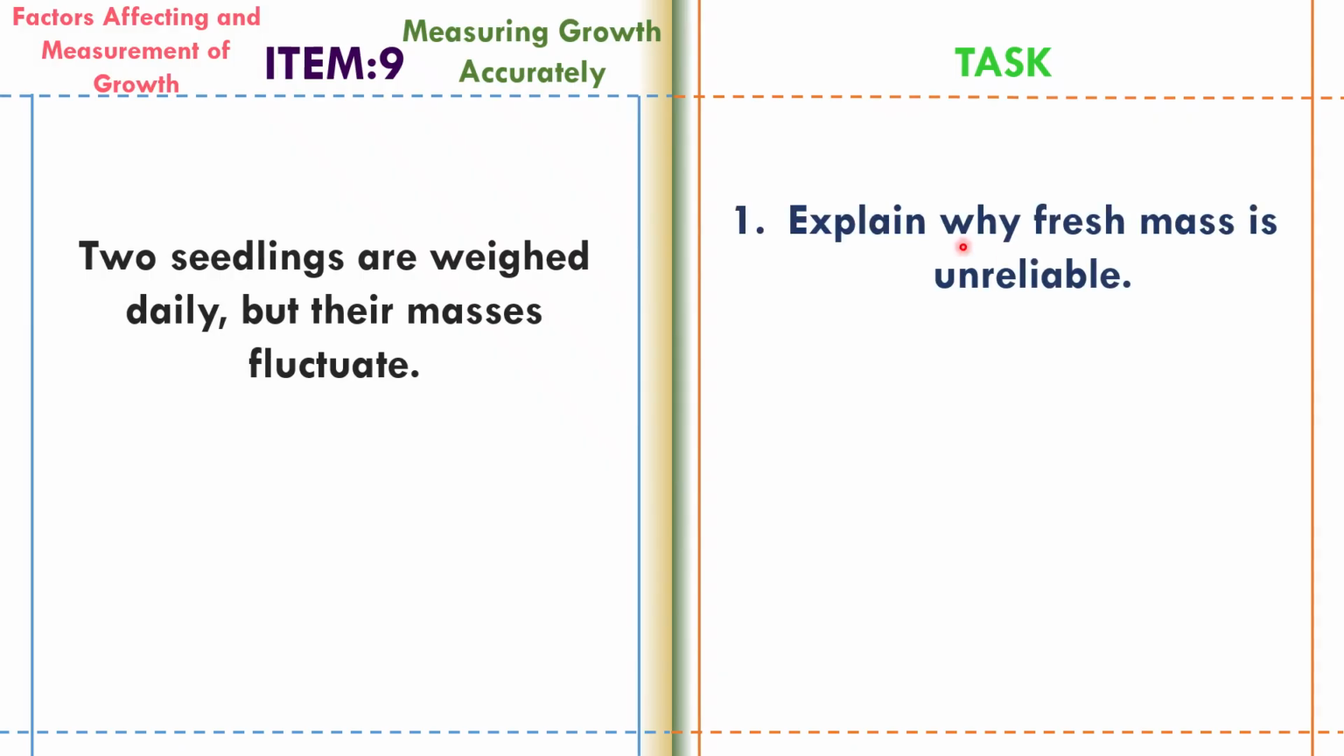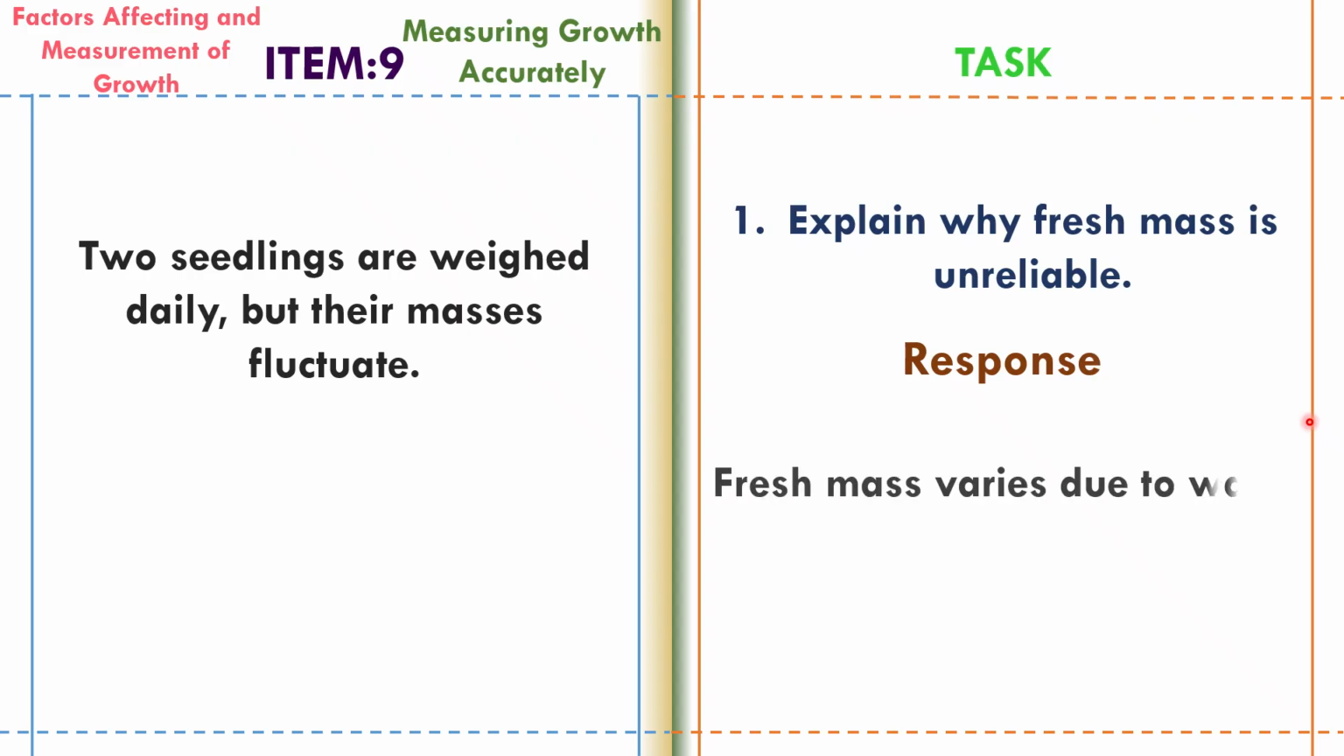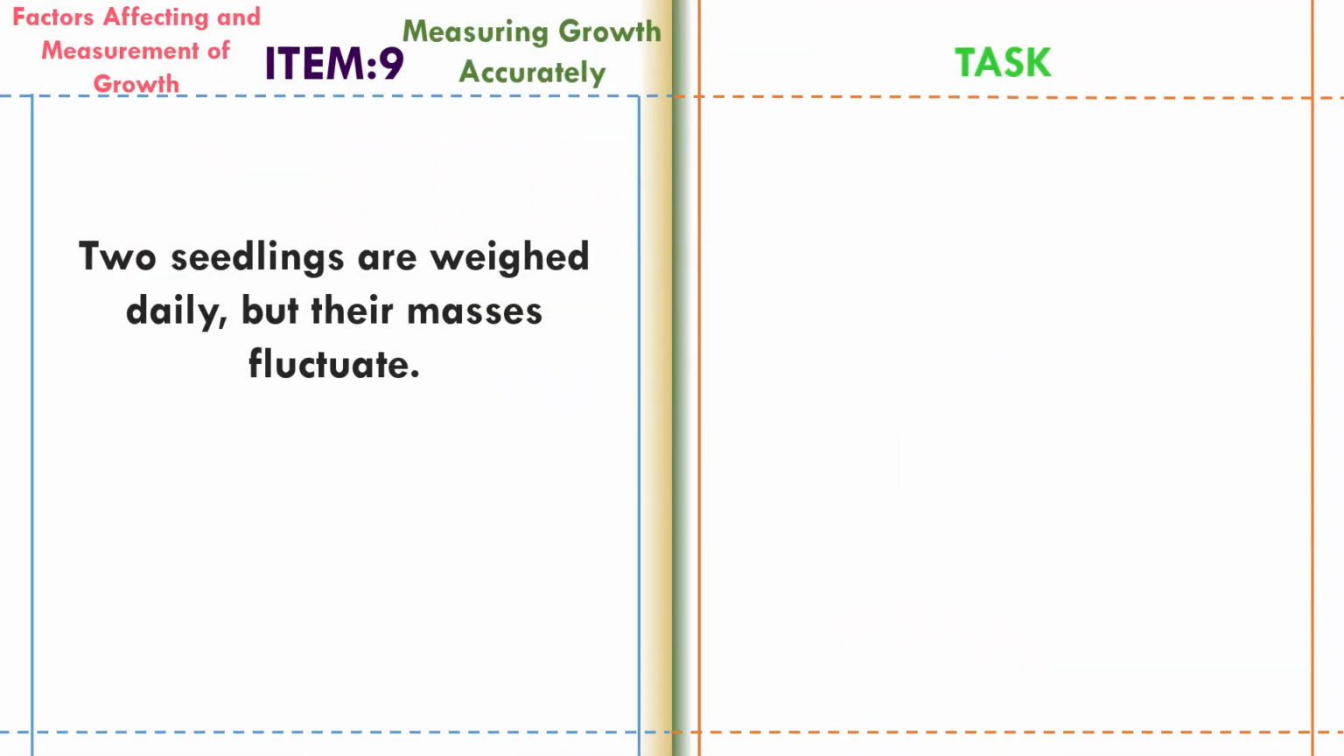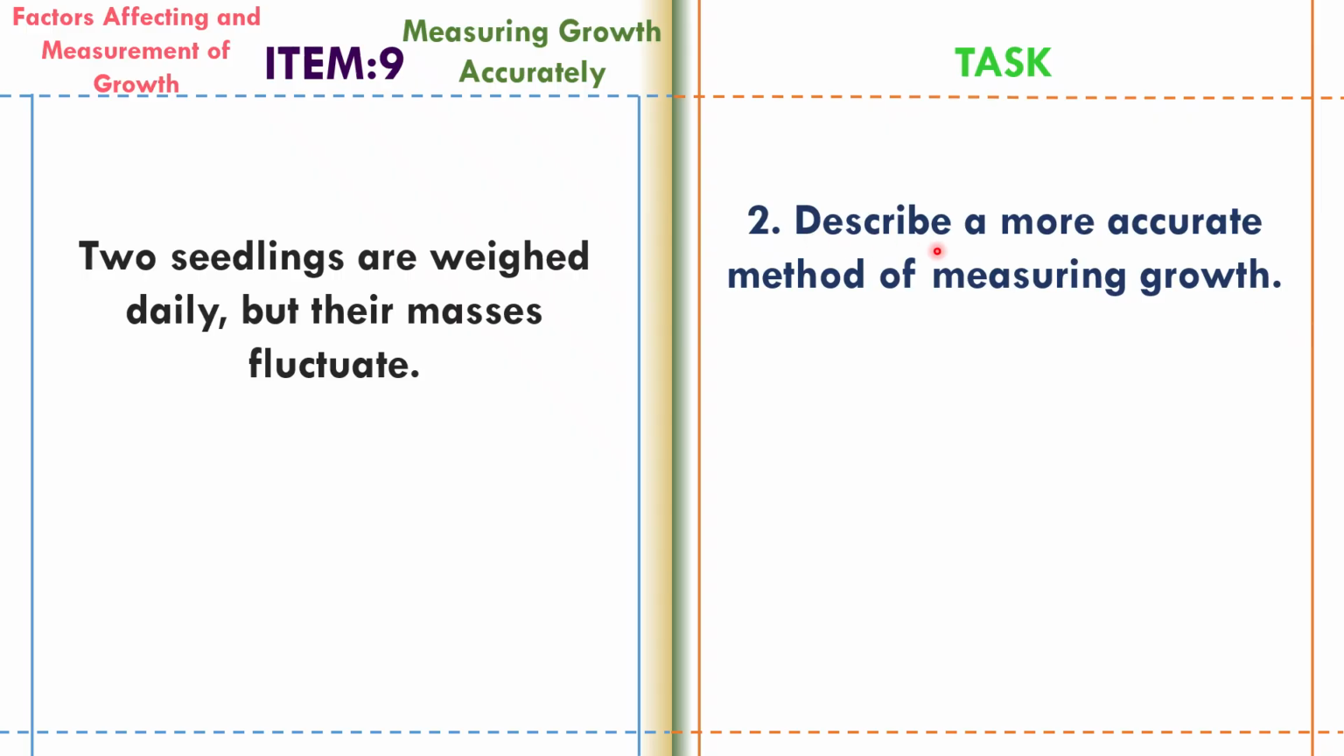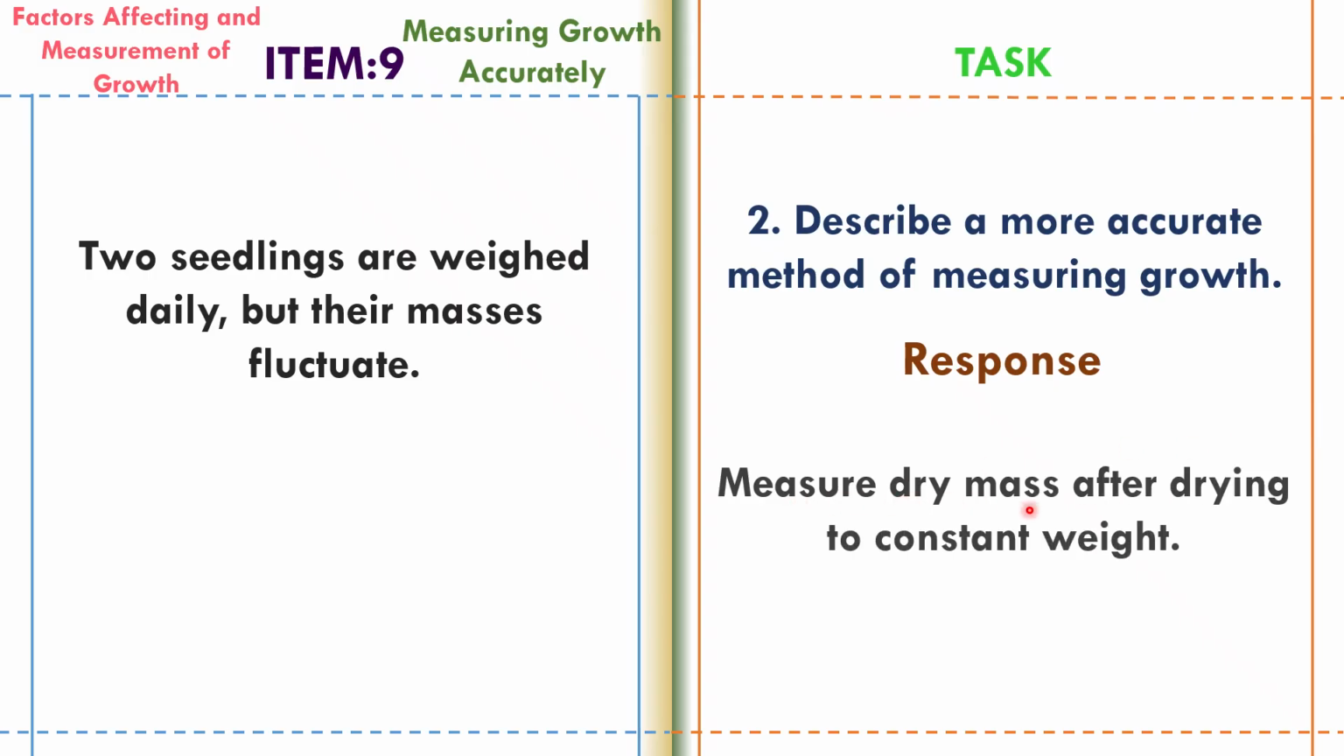Let's start with explain why fresh mass is unreliable. Fresh mass varies due to water content. Describe a more accurate method of measuring growth. Measure dry mass after drying to constant weight.